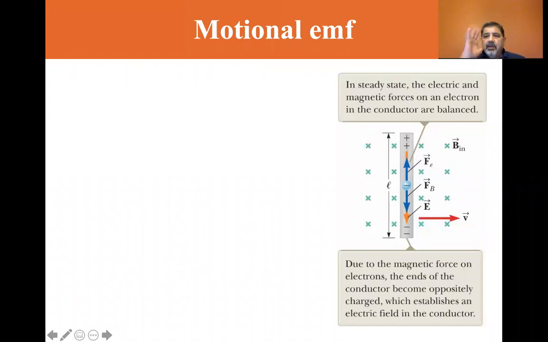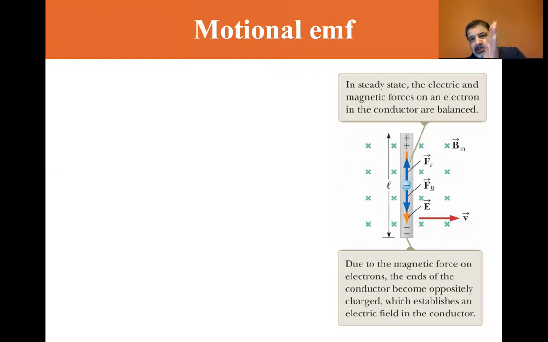what we have, you remember the magnetic field, as you see in here, the magnetic field is going into the screen. You see the little X's going into the screen. So in steady state, the electric and magnetic forces on an electron in the conductor are balanced. Due to the magnetic force on electrons, the ends of the conductor become oppositely charged, which establishes an electric field in the conductor. Okay, let's see why.